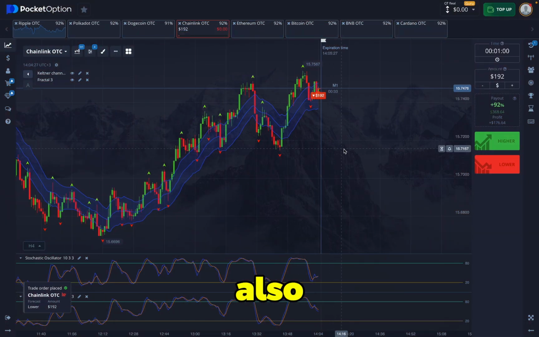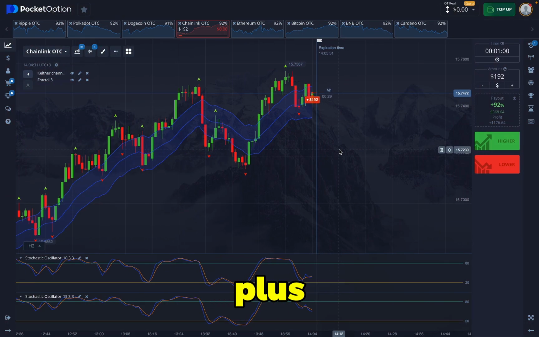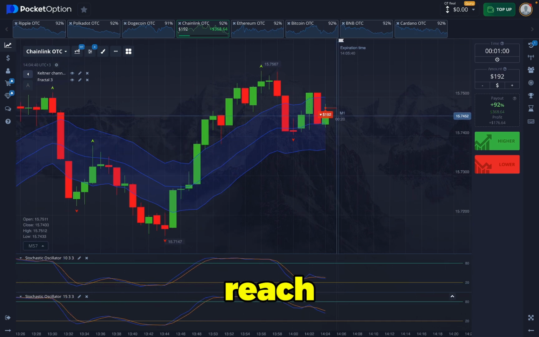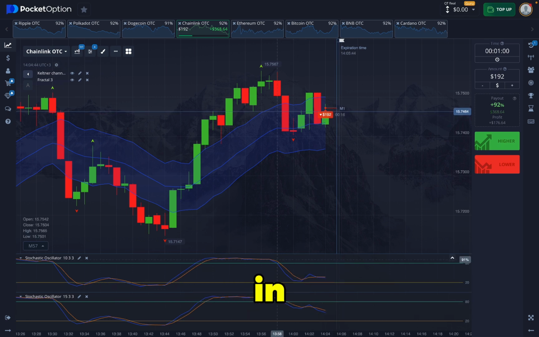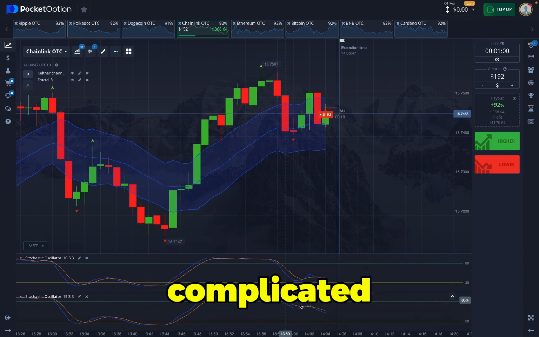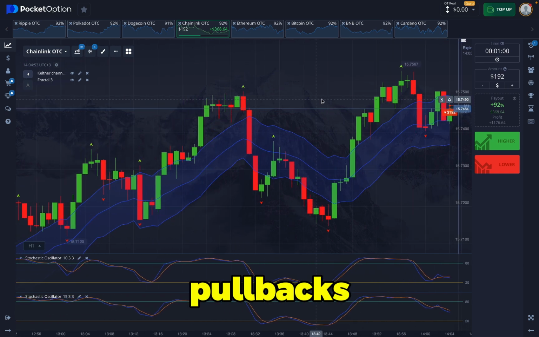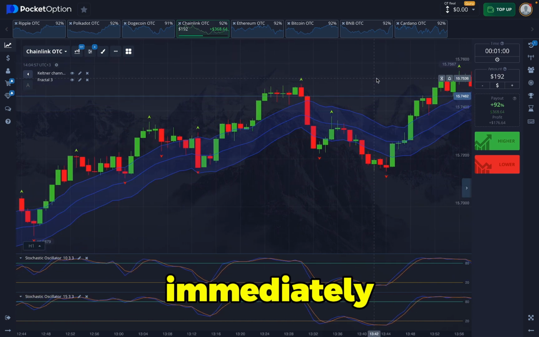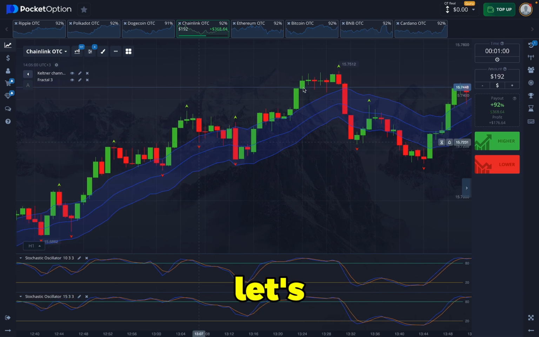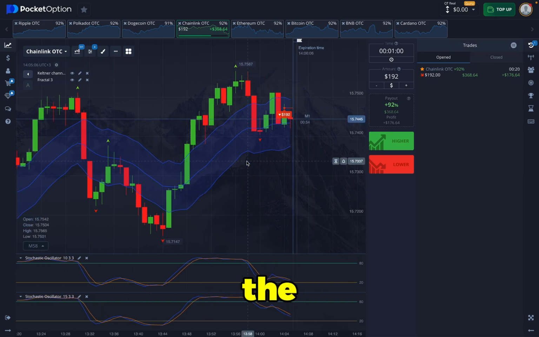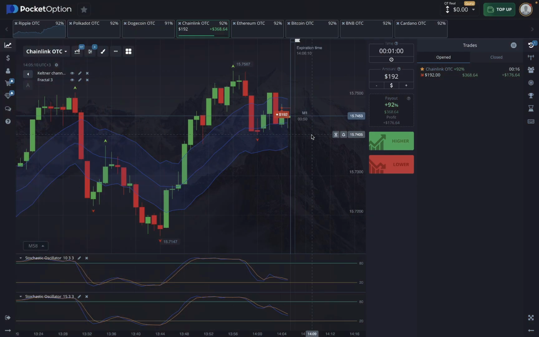And the deal also closes without problems. Plus, great. I will open the next deal again for the maximum amount of the balance in order to reach an even more satisfying profit. In general, the deal here was really not complicated. It was enough to look at the dynamics of previous pullbacks, and literally everything immediately became clear. Let's continue the analysis, and I will select the following asset.